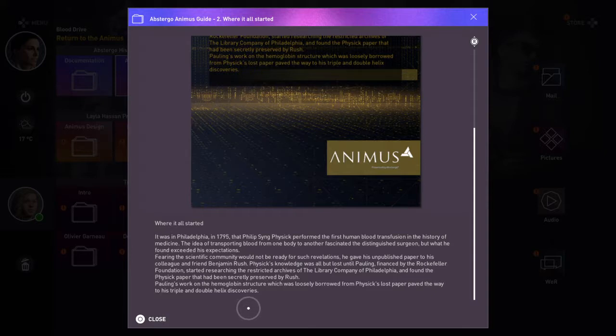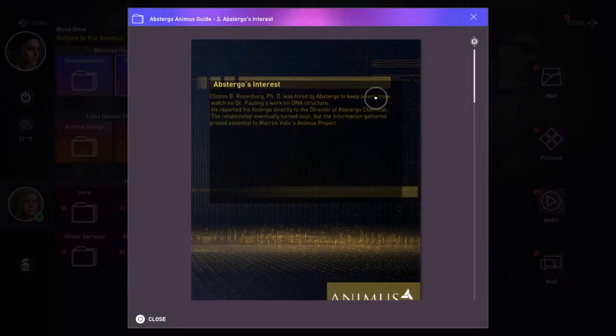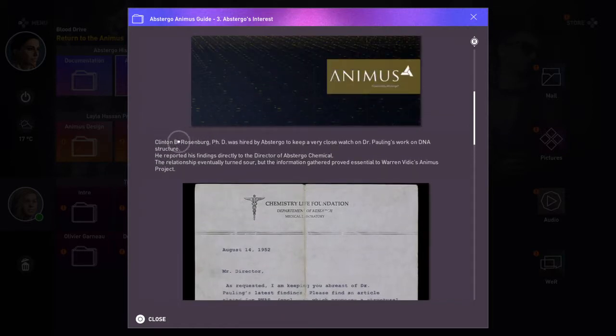I was then curious as to triple and double helix of what. So I read further. Okay, this is where it kicks off. Clinton B. Rosenberg, Ph.D. I find it a little Easter eggy. Clinton B. could be a misnomer for Bill Clinton. Just a little Easter egg thing there.